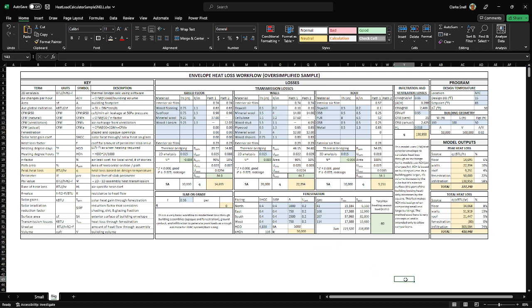the peak heat loss value. That's how I've organized this. Before we get into the program, let's just talk about Excel a little bit.